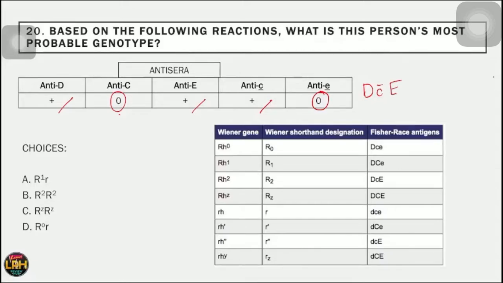Using the Fisher-Race nomenclature, this is big D, small c, big E, which is equivalent using the Wiener shorthand designation to R2. So in this case, the answer is letter B, R2, R2.